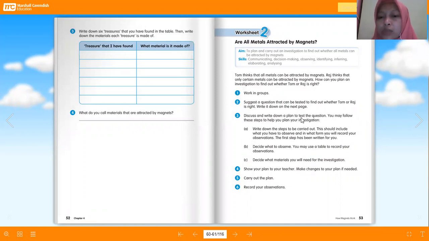And write down a plan to test the question. You may follow the steps to help you plan your investigation. Step one is to write down the steps to be carried out. It should include what you have to observe and in what form you will record your observation. The first step has been written for you. Next, decide what to observe. You may use a table to record your observation, membuat tabel. Then part C is to decide what materials you will need for the investigation. Then show your plan to your teacher, make changes to your plan if needed, and carry out your plan and record your observation.